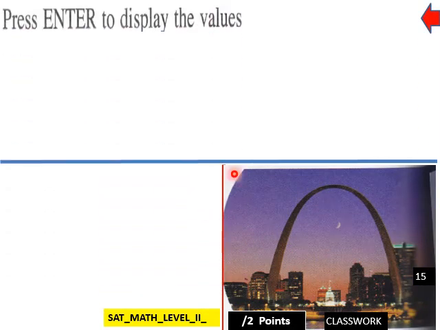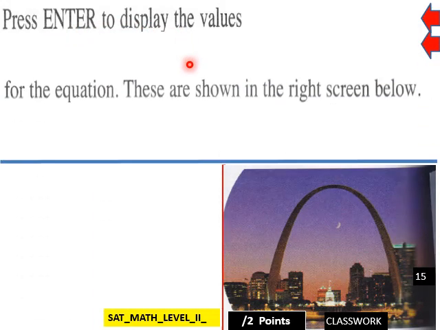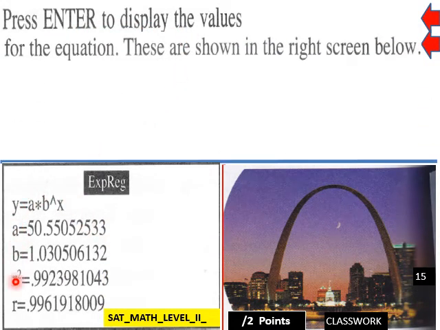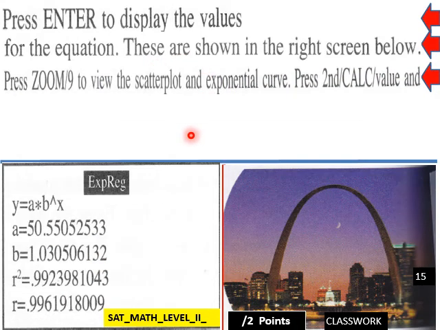Then once you have that, press enter to display the values. And this is what you should have on your calculator as your values. Y equals A times B to the X power. This will be your A, B. This will be your r squared here, 0.99. And then this will be your r value here, 0.996. So it looks pretty good, a good representation of your regression for that data set. And once you do that, press ZOOM 9 to view the scatter plot and exponential curve.